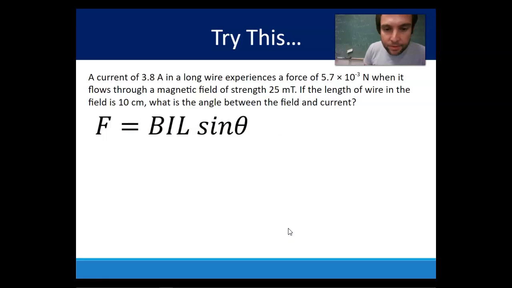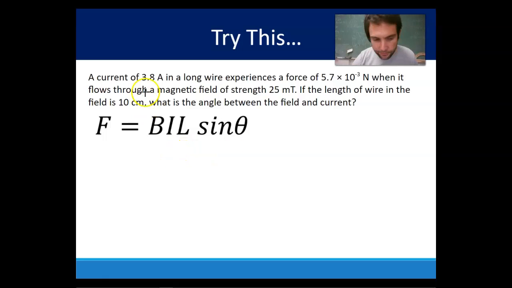A current of 3.8 amps in a long wire experiences a force of 5.7 times 10 to the negative third newtons when it flows through a magnetic field strength of 25 millitesla. If the length of the wire in the field is 10 centimeters, what is the angle between the field and the current? Try it out. Pause the video.